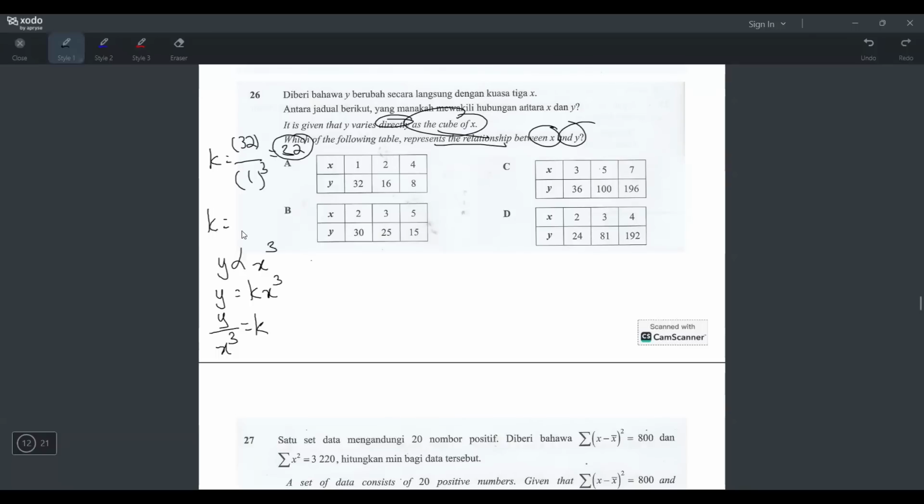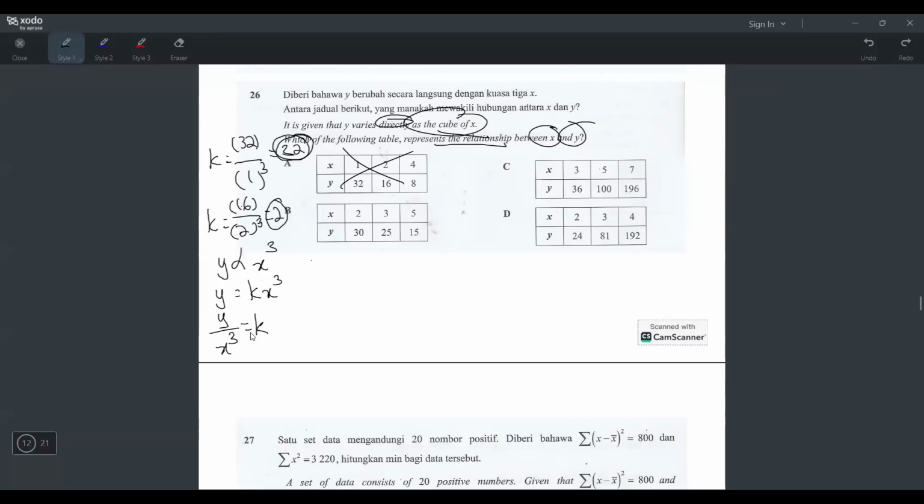And you will use the same formula, k equals y over x power 3. But this time your y is 16 and your x is 2. And don't forget the 2 has to be powered 3, yeah? So 2 power 3 is 8, and 16 divided by 8 is 2. Okay, if your k answer here and your k answer here are not the same, then you know this is wrong already, right? So which one would be the answer? If you try all these three and get the same k, then that's your answer. Understand? So this is how I would do it.